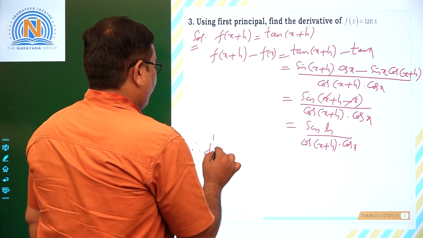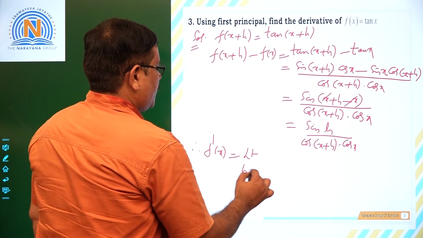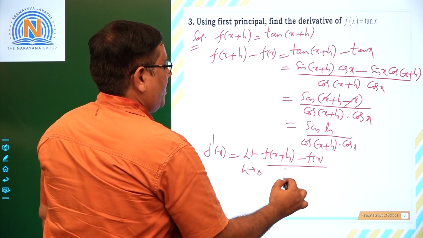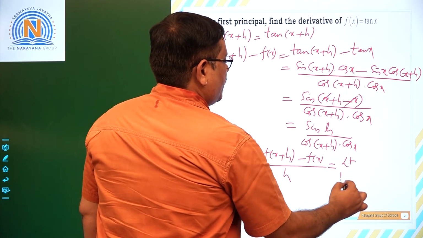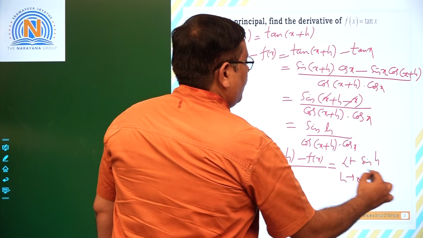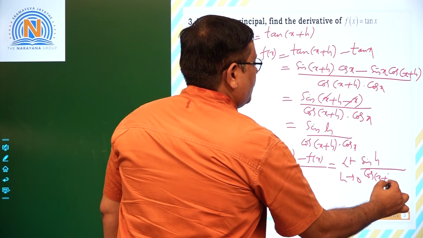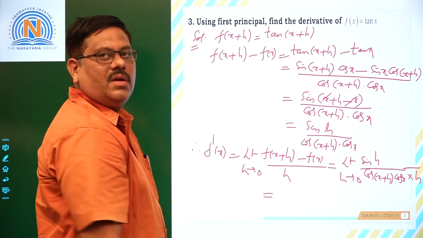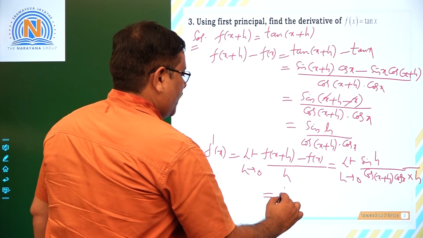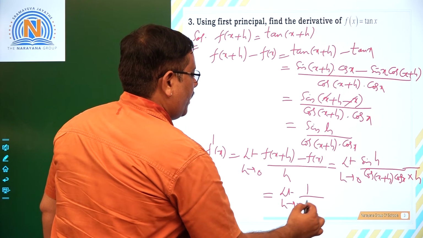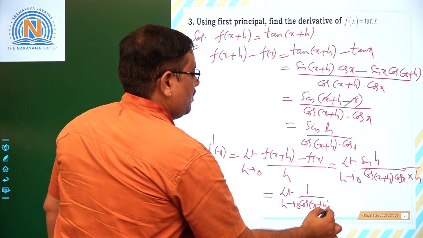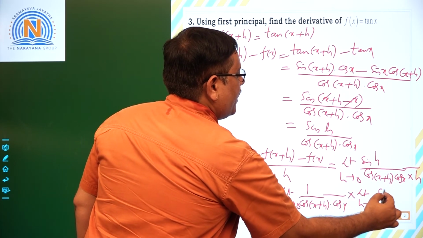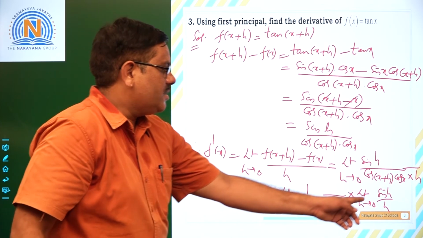Therefore, we want f dash of x, that is limit h tends to 0, f(x+h) minus f(x) by h, that is limit h tends to 0 sin h by cos(x+h) into cos x into h. We can apply limit individually. So we can write it as limit h tends to 0, 1 by cos(x+h) into cos x, into limit h tends to 0 sin h by h. Fine. So this is the standard trigonometric limit.